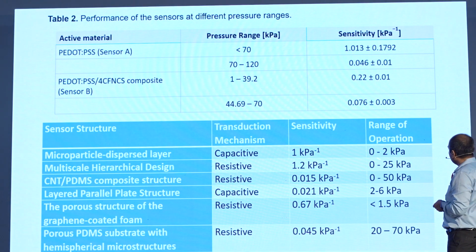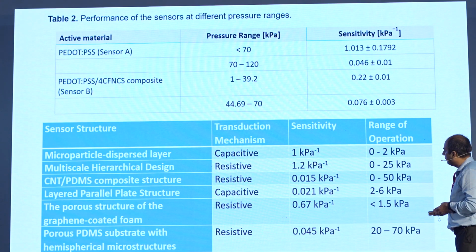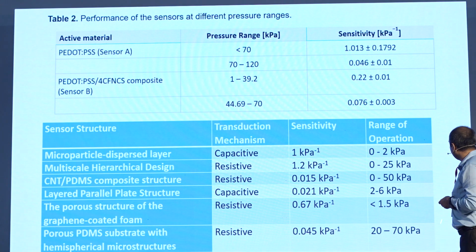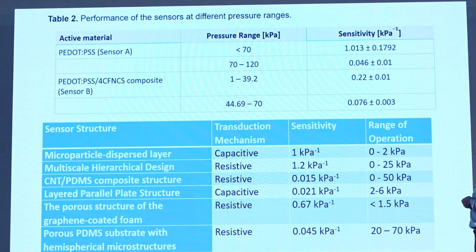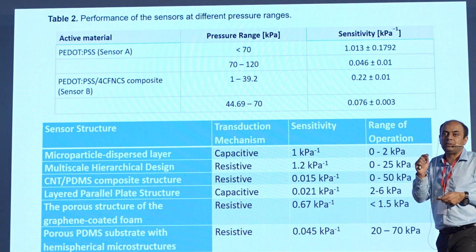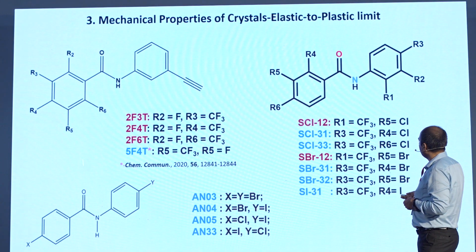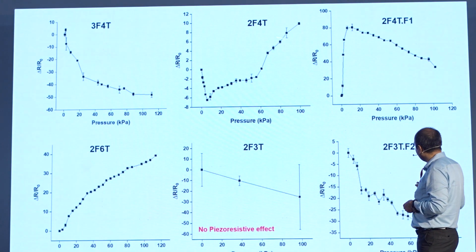And we have compared this with the reported values in the literature for composites, for layered structures, for graphene coated forms, and also for porous PDMS substrates, where the data is given to you. So the performance of our sensor is appreciable. This is the first example of a molecular crystal as a piezoresistive sensor. And we have now extended these studies to other things, and this is the latest data.